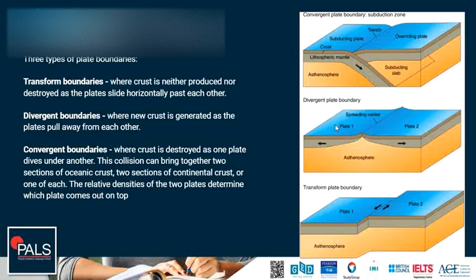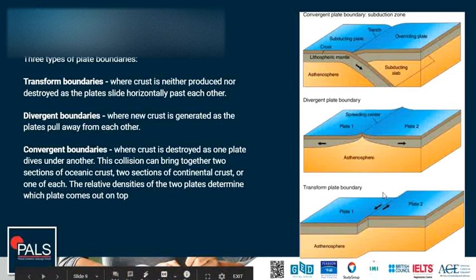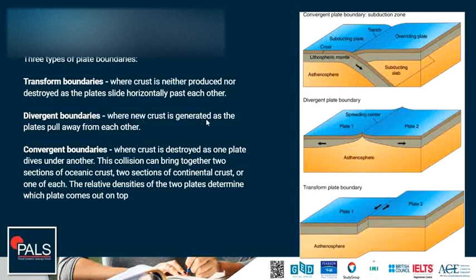There are three types of plate boundaries. The transform boundaries, where crust is neither produced nor destroyed, as the plates slide horizontally past each other. We can see this example at the bottom here. We have divergent boundaries, where new crust is generated as the plates pull away from each other, which we can see here. And we have convergent boundaries, where crust is destroyed as one plate dives under another.